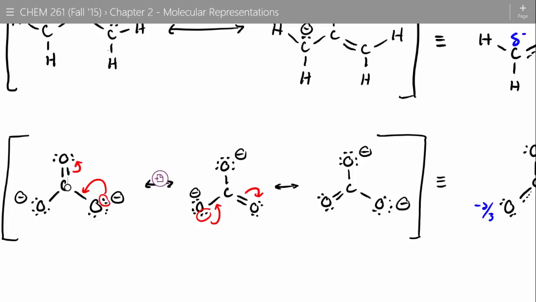Would it be wrong to have delta negative instead of -2? You could show a delta negative, definitely. I was just trying to emphasize the fact that it's not a -1/2, it's -2/3.